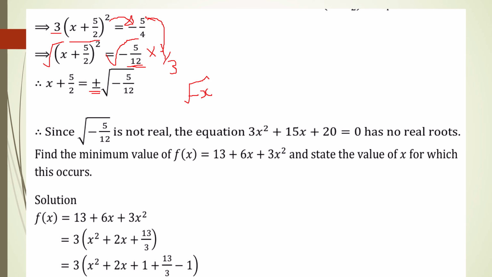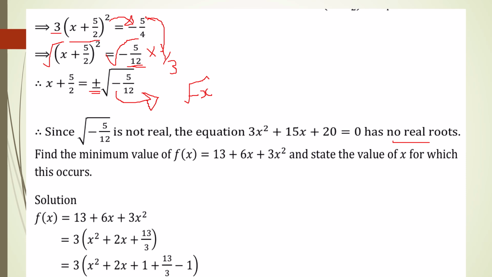So we are going to make a conclusion that since we can't get the square root of this negative 5 over 12, it is not real, then the equation has no real roots because you can't find the actual value of x. Simply because you can't proceed, because we don't have the square root of a negative value.